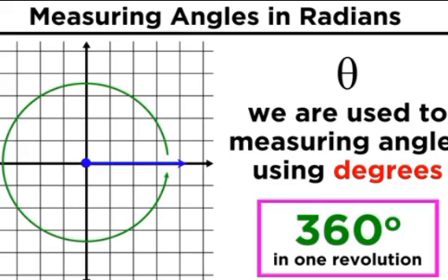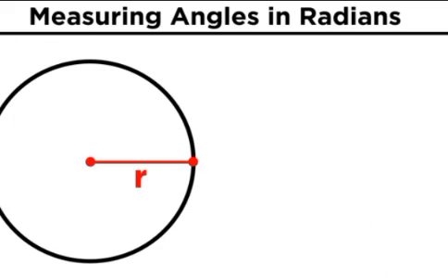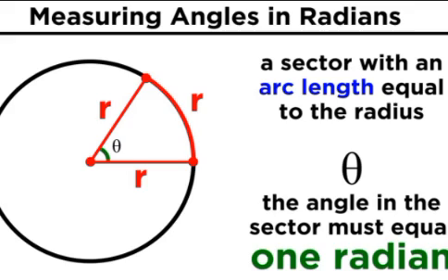But now it's time to learn another way to measure angles. Instead of degrees, we can use radians. But what's a radian? Well, if we have a circle of radius r, and we take two radii to form a sector, whereby this arc that connects the endpoints of the radii also has a length of r equal to the radii, the angle between the radii will be 1 radian.